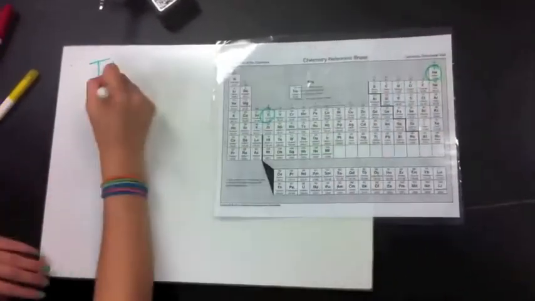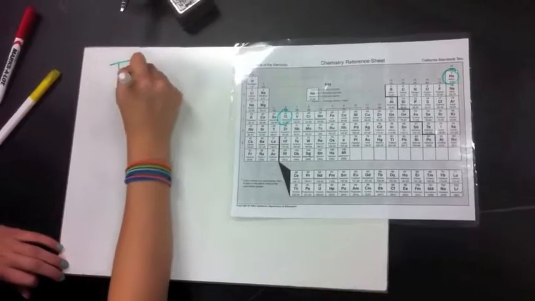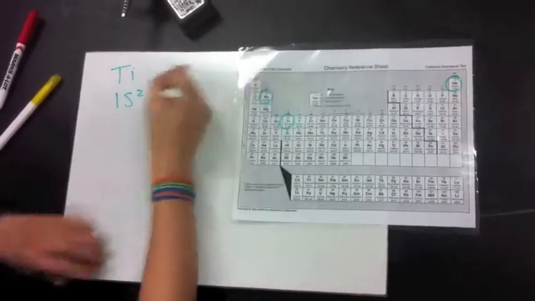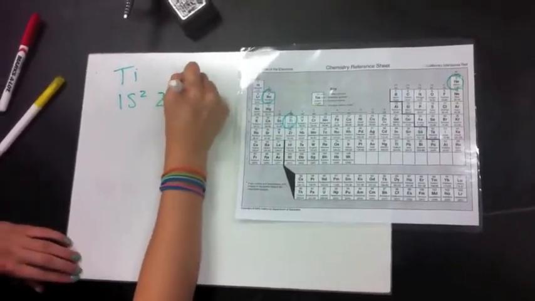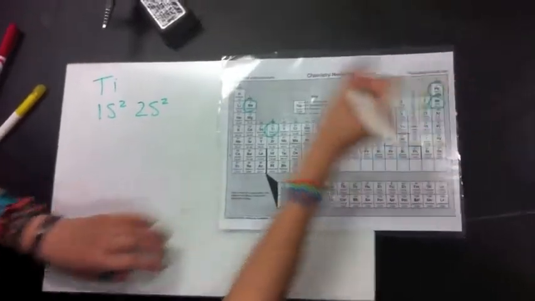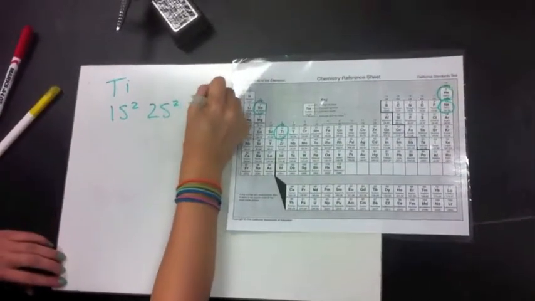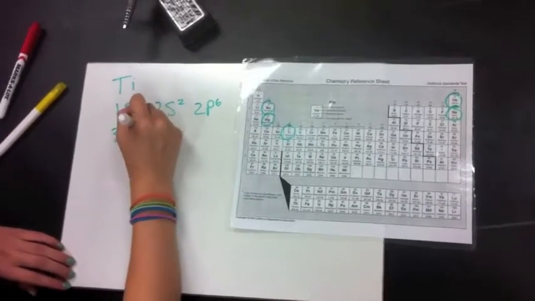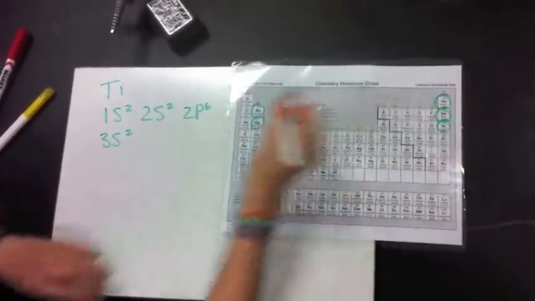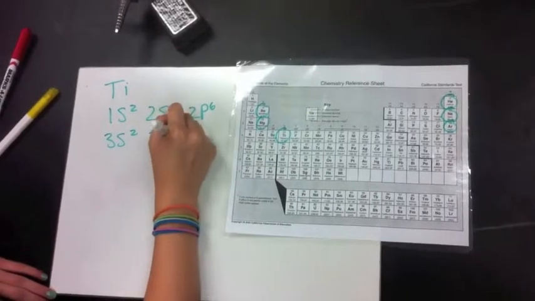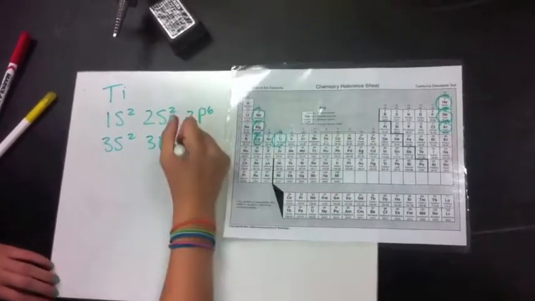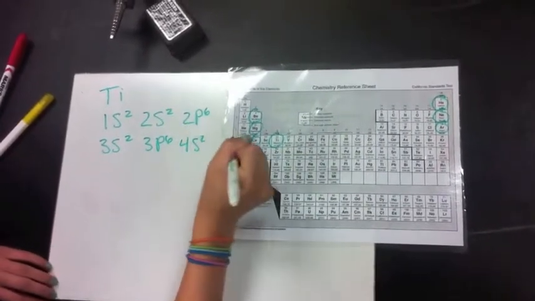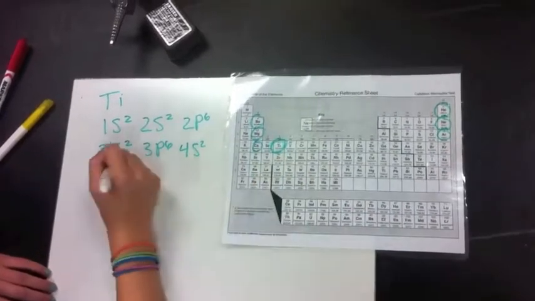This spot is the 1s2 spot. This spot is the 2s2 spot. This spot is the 2p6 spot. This is 3s2. This spot is 3p6. This spot is 4s2. And lastly, 3d2.